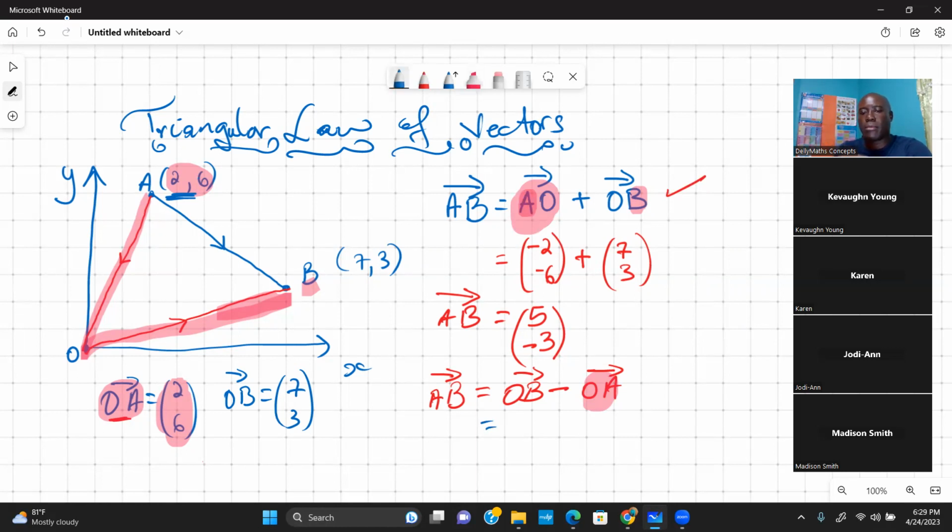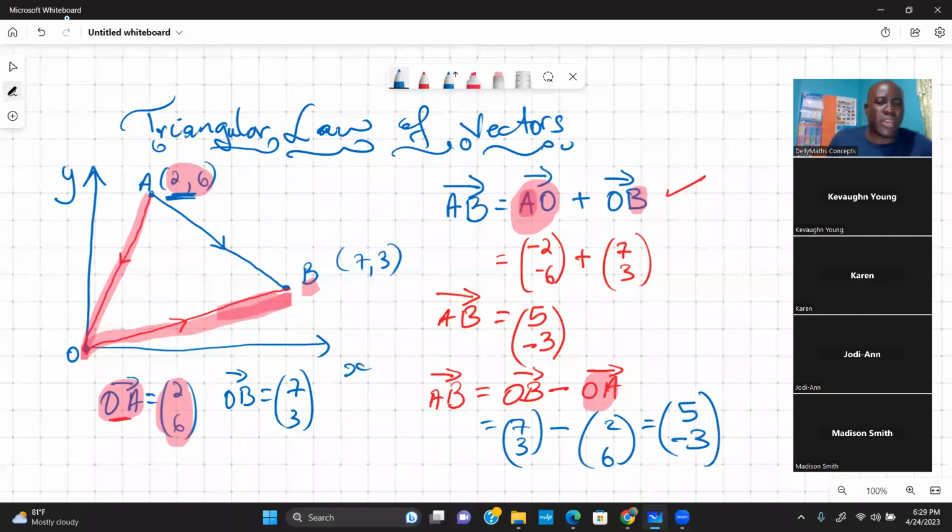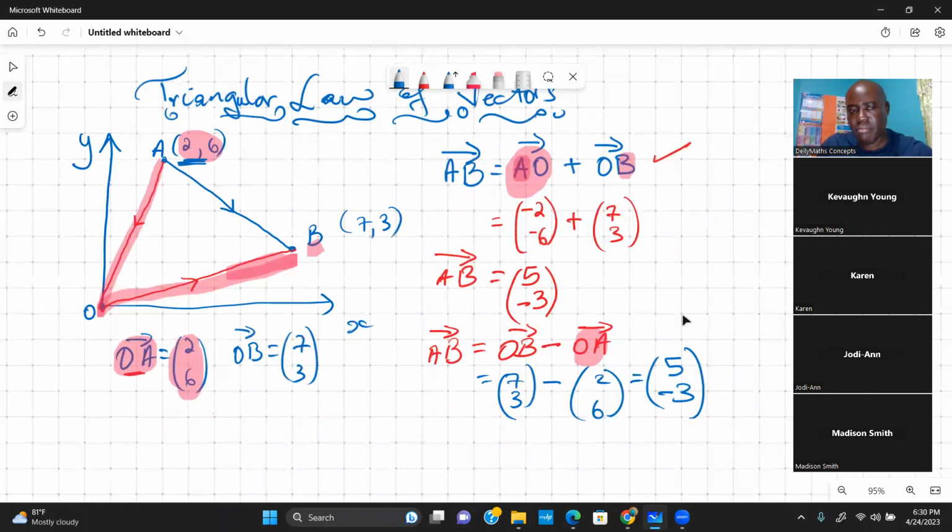Look, (7, 3) subtract (2, 6). Look for yourself. Exact answer. (5, -3). So it's up to you to embrace whichever one you want. I'm not here to tell you what to do. I do any one of them depending on the situation. I see when I just start writing because I know it's the same thing.